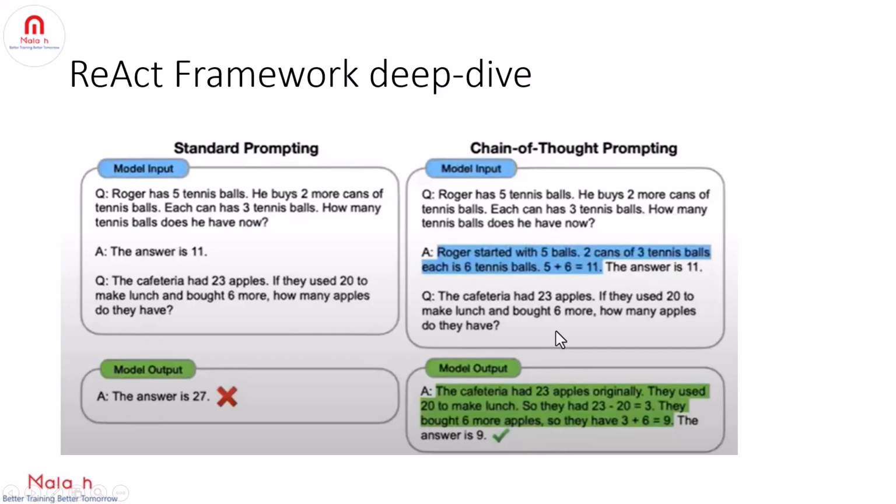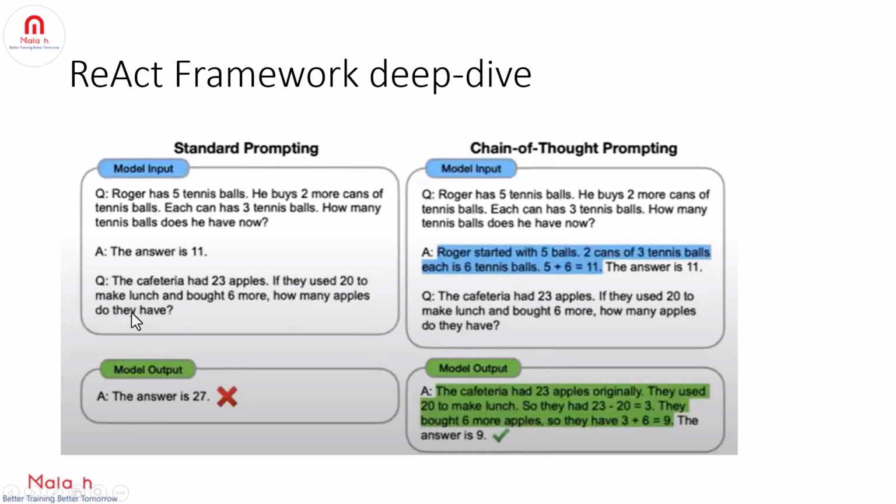For example, we have asked two questions here, standard prompting versus chain of thought prompting. You can see the question here: Roger has 5 tennis balls. He buys 2 more cans of tennis balls. Each can has 3 tennis balls. How many tennis balls does he have now? The answer is 11, because 5 plus 2 times 3, so the total is 11. In this case, the LLM answered correctly.